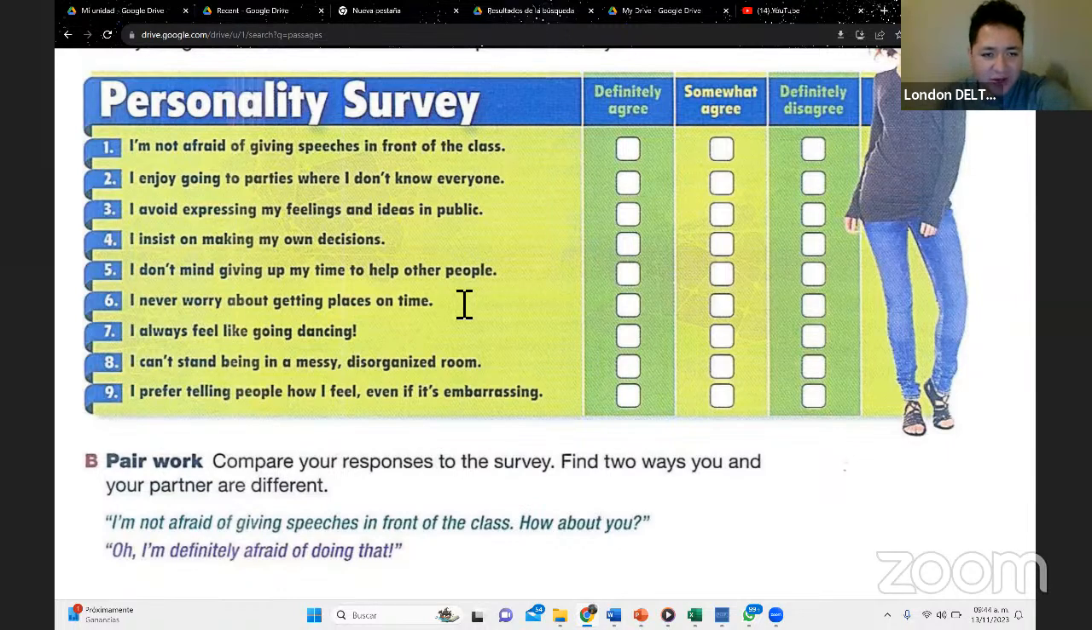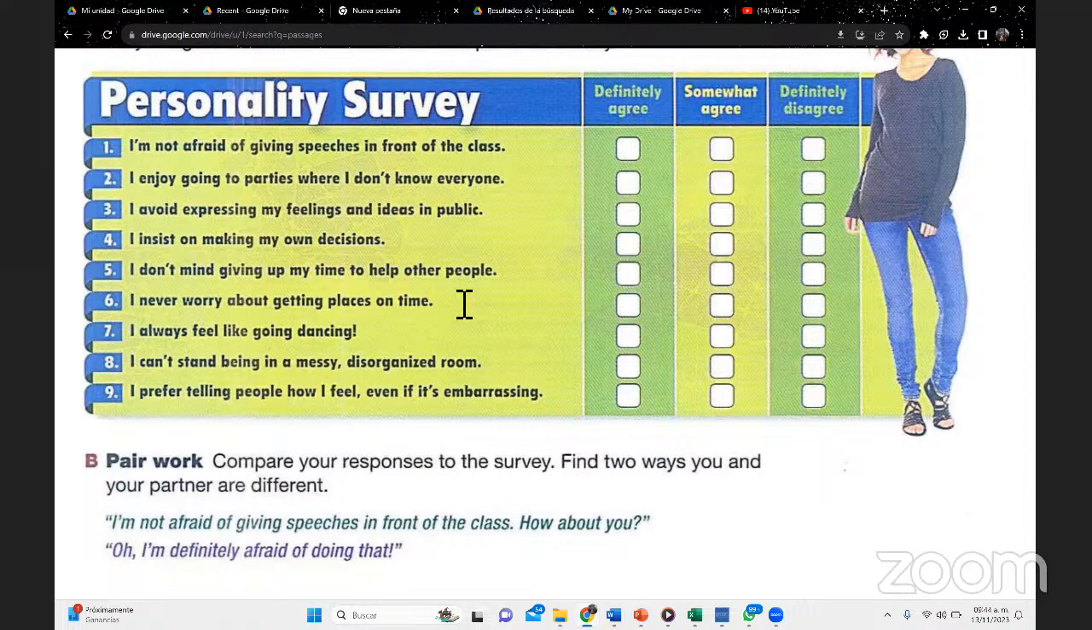Okay, let's see now. Number 7. I always feel like going dancing. This is definitely disagree for me. I don't like dancing. And you? Reina, do you like dancing? I love dancing.